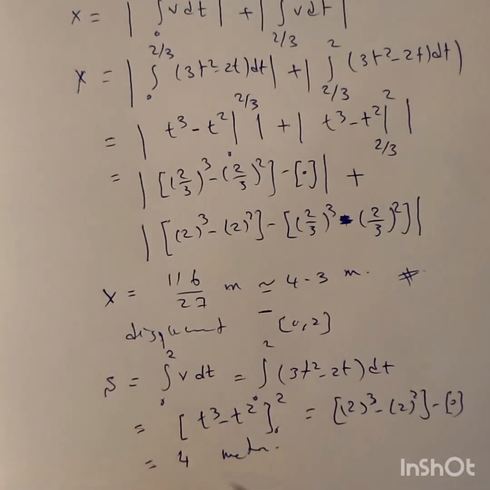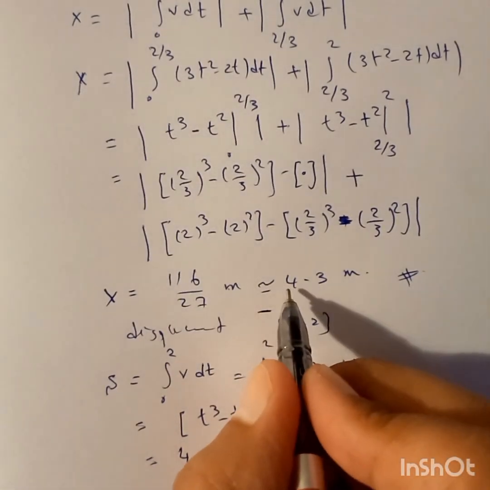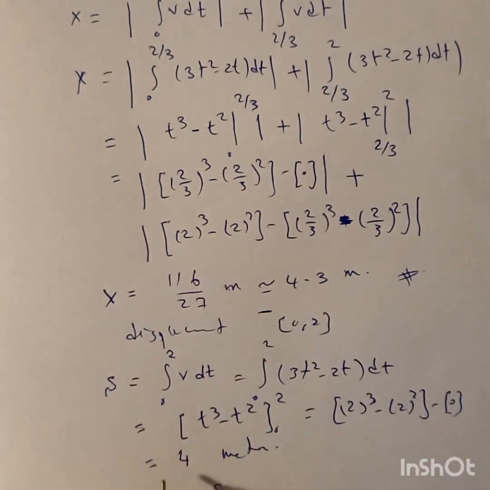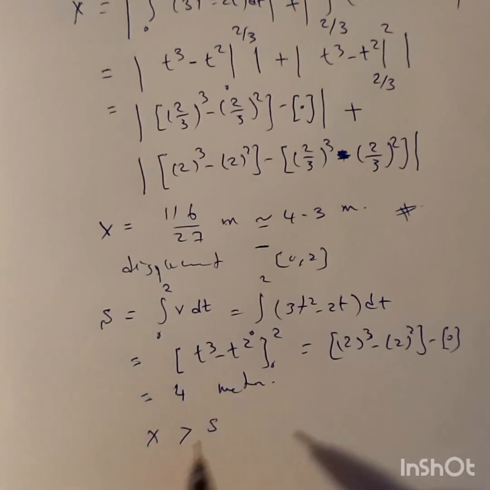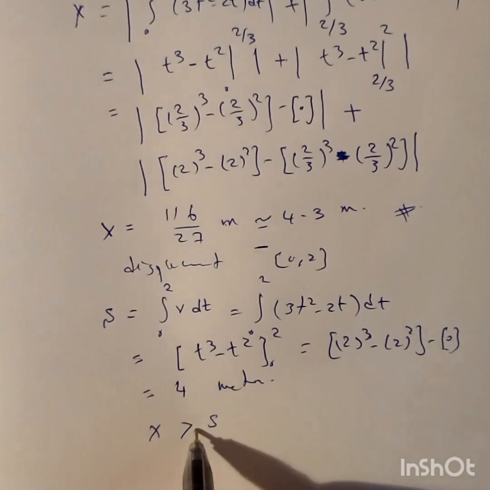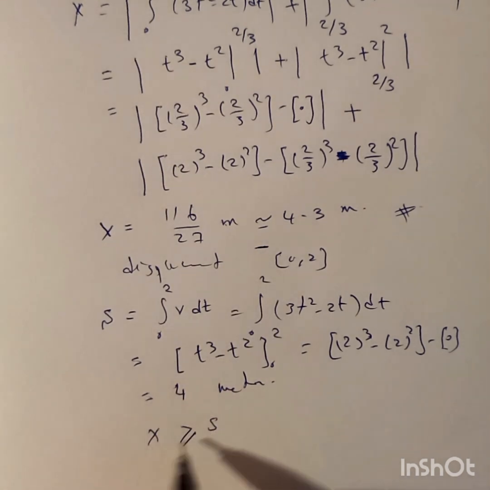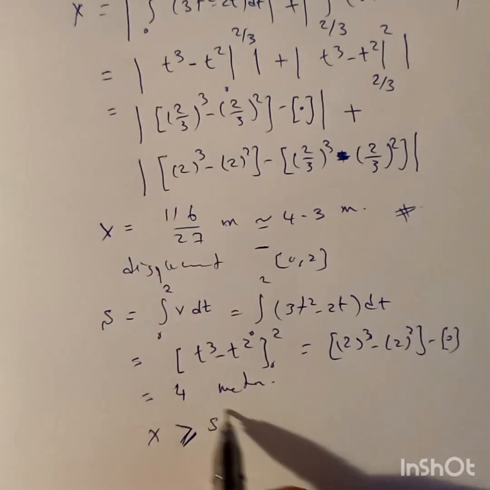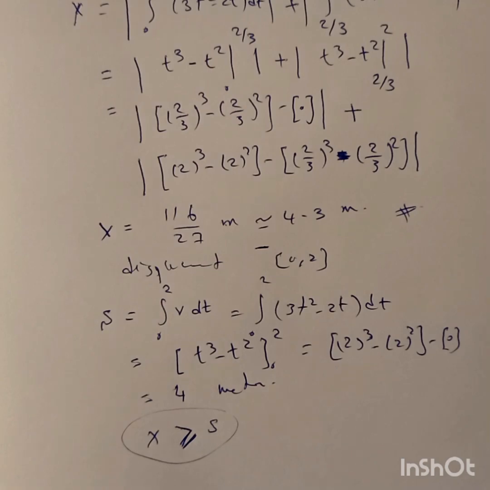Okay, it's clear that x is greater than s. We have x equals 4.3 meters, and we have a displacement of only 4 meters. Then we have distance is greater than displacement, and this is as a rule: distance is greater than or equal to displacement for a body moving in a straight line.